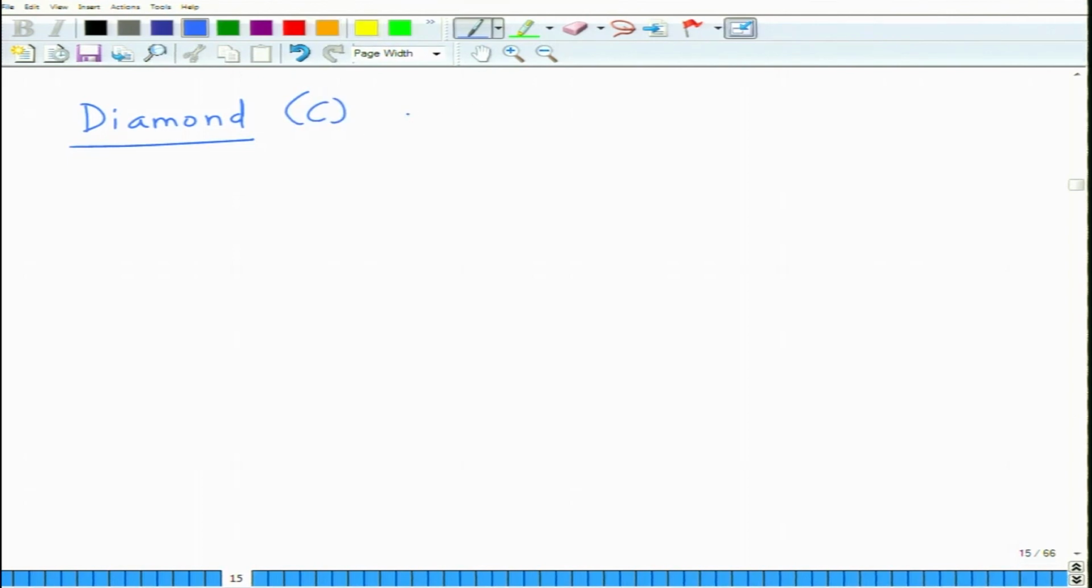Now in the next lecture we will discuss another form of carbon, which is again a covalently bonded solid, and that is diamond, which is an sp3 hybridized material, and perhaps we will also look at some other structures of carbon if possible. Okay, thank you.